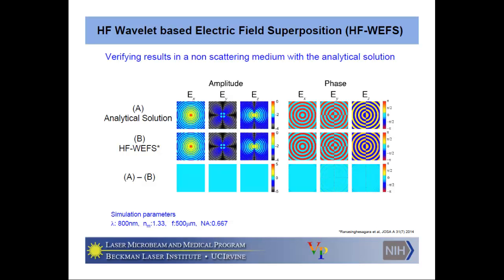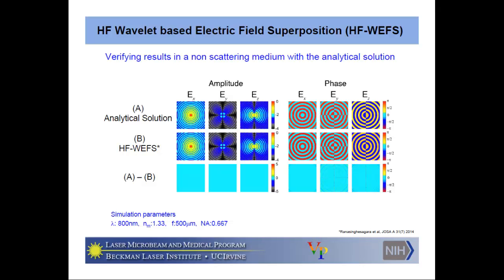We want to verify our results with a non-scattering medium with an analytical solution. So we simulate the analytical solution, and we also use the Huygens-Fresnel wavelet to calculate the amplitude and phase. This is Ex, Ey, and Ez. This is the phase of Ex, Ey, and Ez.